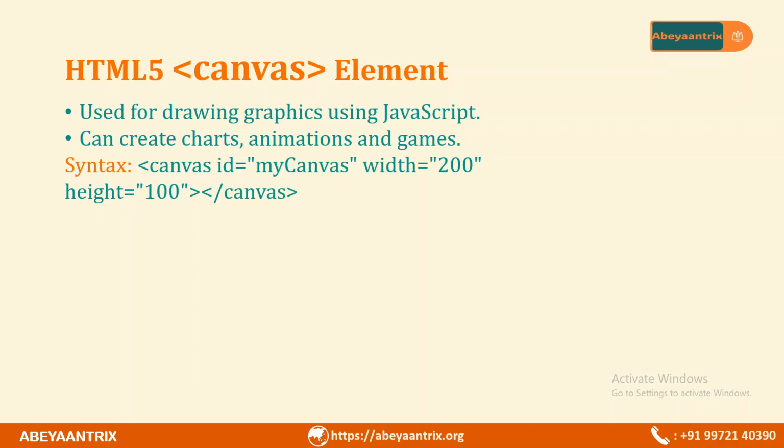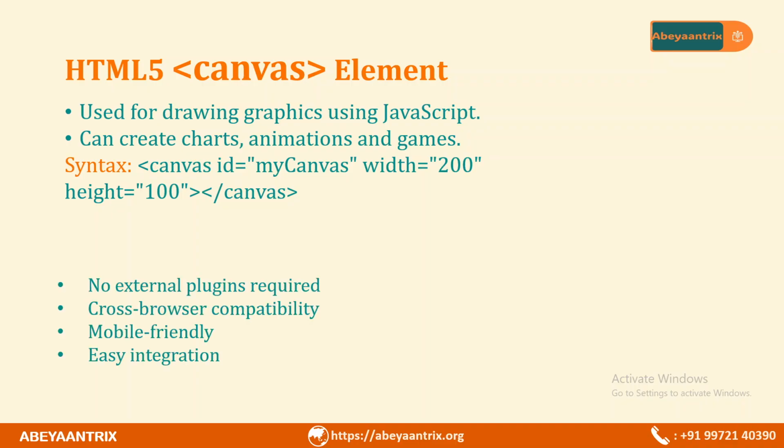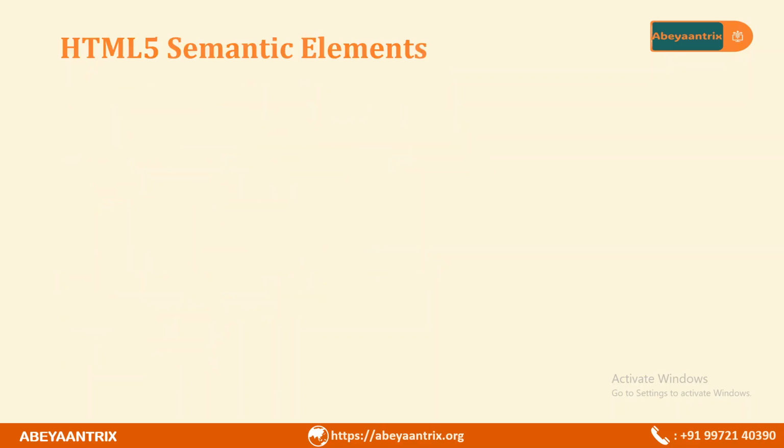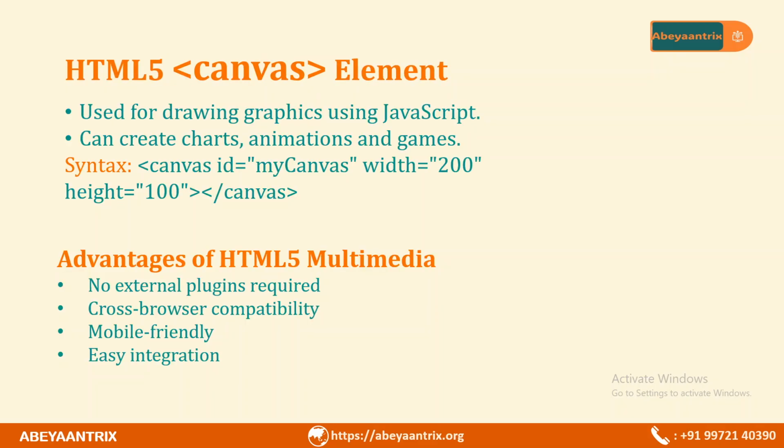Canvas is used for creating charts, graphs, building animations, developing browser-based games, and drawing shapes and patterns. These are the main advantages of multimedia elements: no external plugins required, cross-browser compatibility, mobile-friendly, and easy integration. HTML5 semantic elements we'll understand later. First, I'll show you simple examples of these multimedia elements.